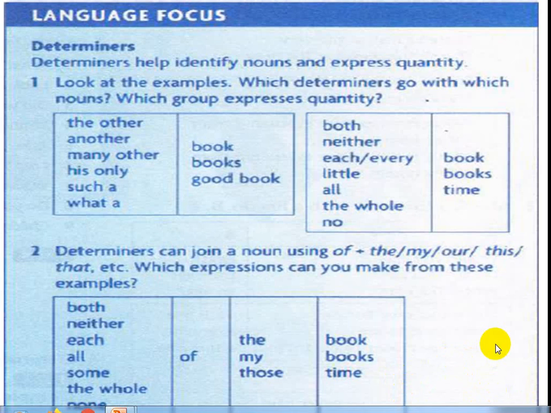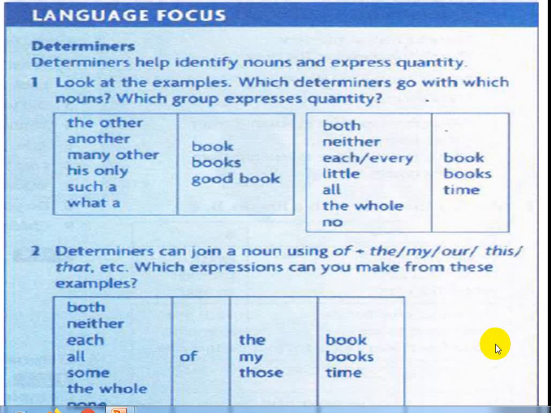And basically we use each with two or more people or things when we are thinking of them separately, يعني منفكر بهم بصورة منفصلة. For example, I say each house in the street was designed differently, and we use every with three or more people or things seen as one group, seen as a whole group. For example, every house is for sale.